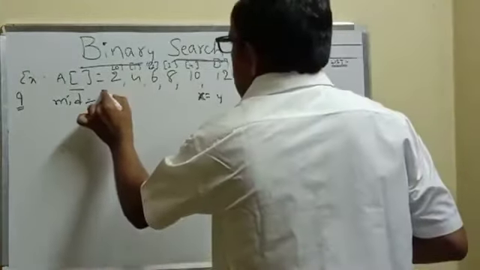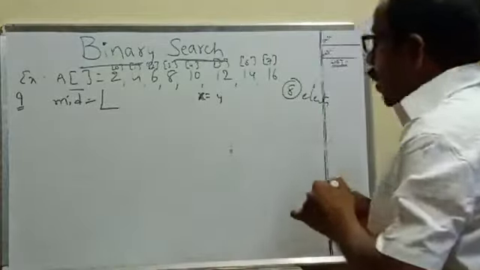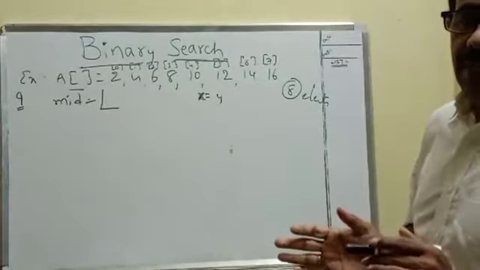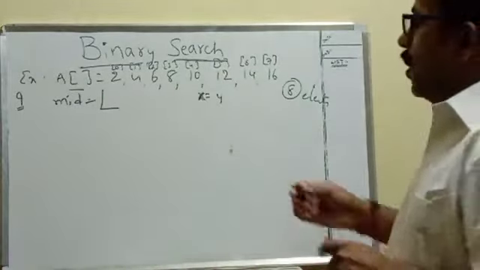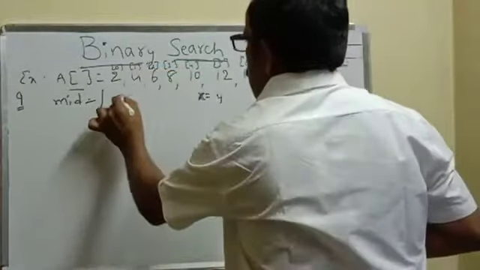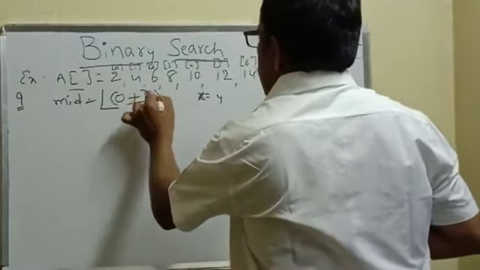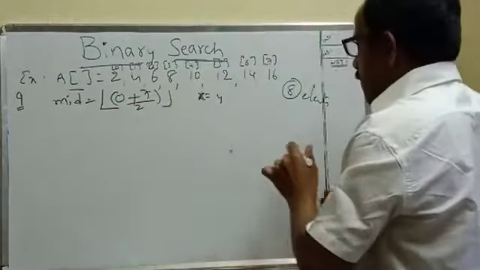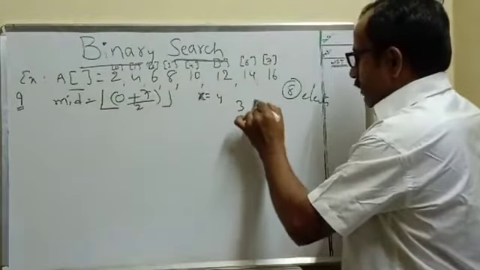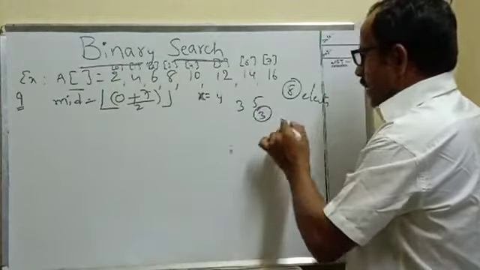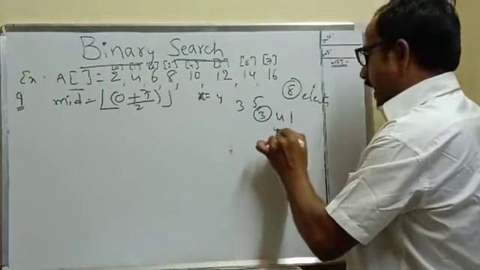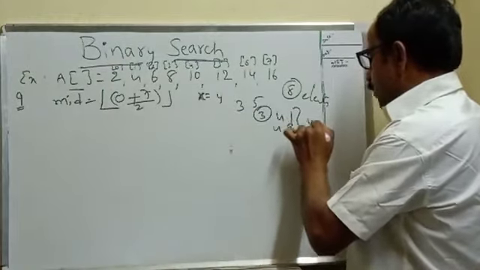Then how can we calculate mid now? Mid is low location number plus high location number by 2. What is the low location number? 0. What is the high location number? 7 by 2. Take floor. Floor means, suppose you get a resultant value of 3.5, then take 3. If our resultant value is 4.1 or even 4.9, you must take 4 only.